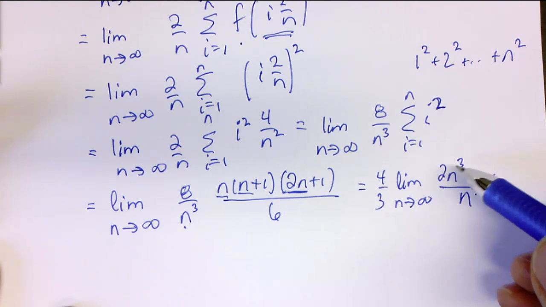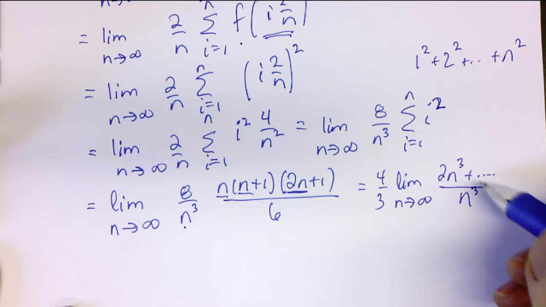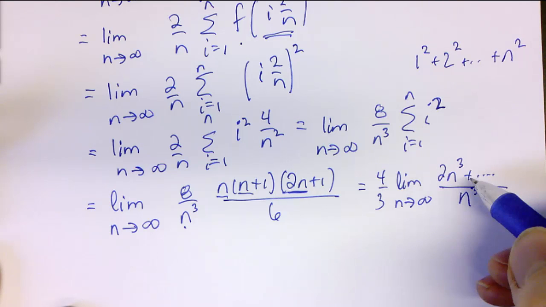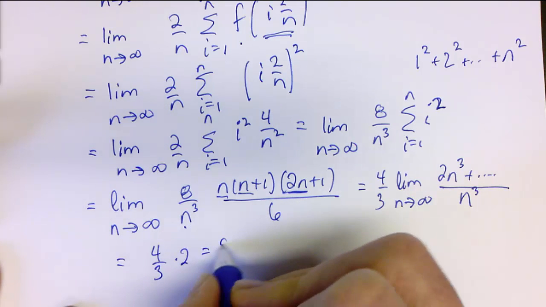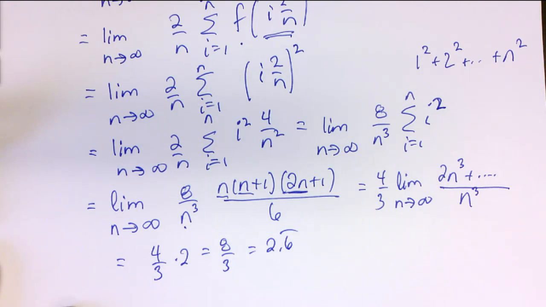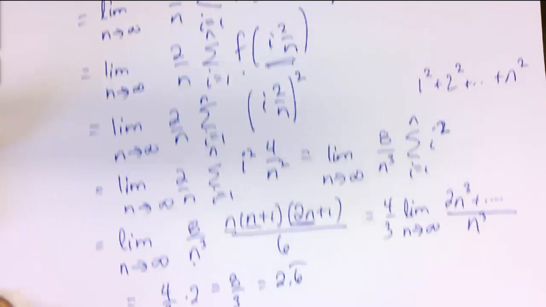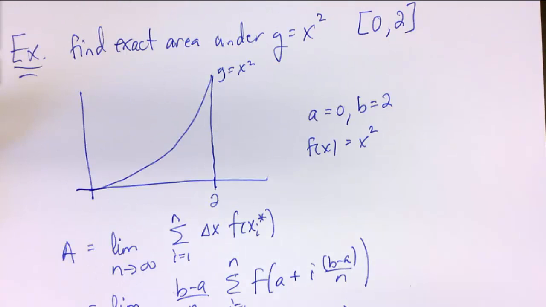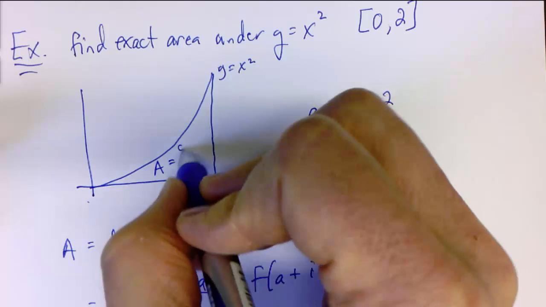Alright, so some of you know the trick that you can look at the leading coefficient, or you can divide through every term here by n cubed, but the value of this limit is going to be 2. Alright, so we get 4/3 times 2 is 8/3, or 2.6 repeating. This is what we claimed the actual area was on a couple pages ago, and now we've seen using limits that this is exactly the area underneath the curve y equals x squared on the interval 0 to 2. So this area is 8/3.